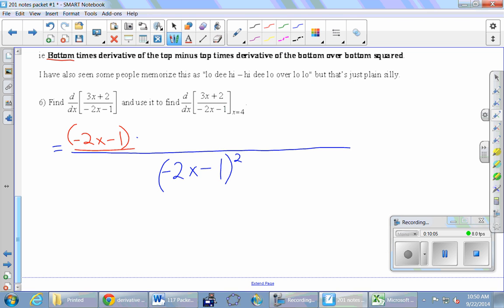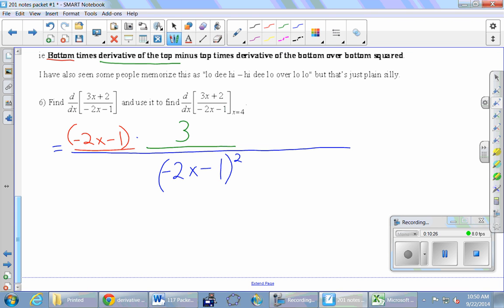We'll go green here. Derivative of the top. That's what we've got to put here. What is the derivative of the top? 3. Super. Sometimes the derivatives are more complicated. This one is pretty easy.